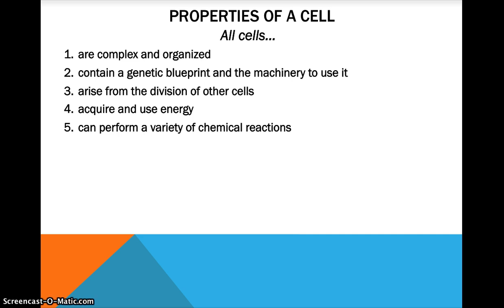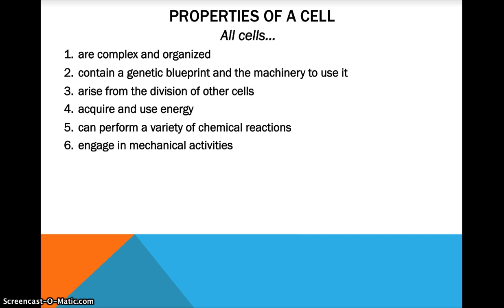The fifth property is that all cells can perform a variety of chemical reactions. Now I bet you've heard this word before. This is called metabolism. All reactions performed by cells are classified as metabolism. So think about it. When you take in food and you metabolize it, you're using that food, carrying out chemical reactions, and getting that energy from it.